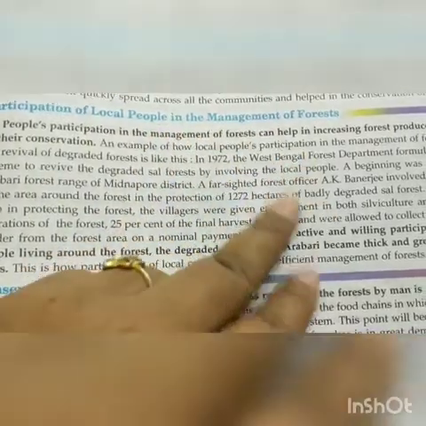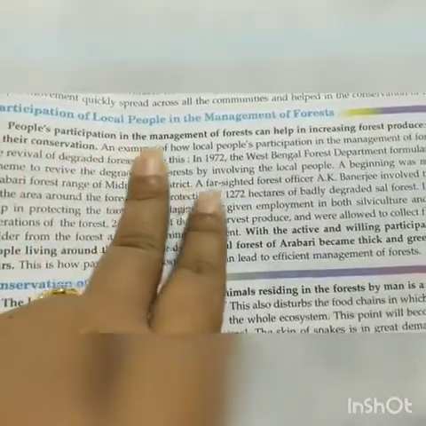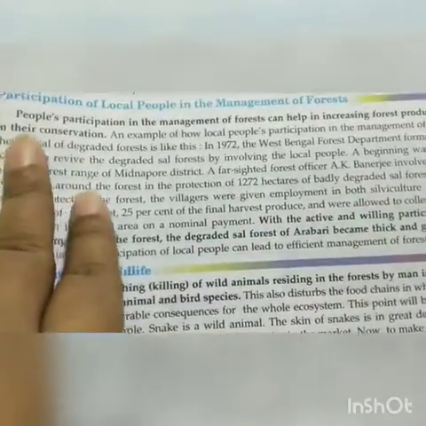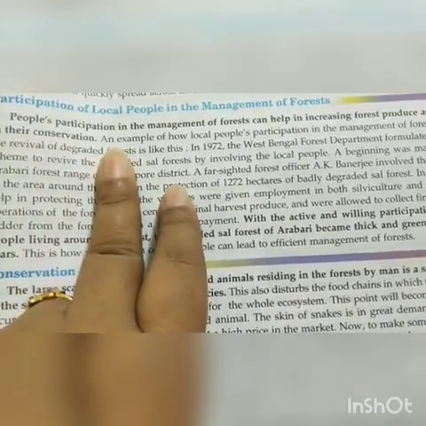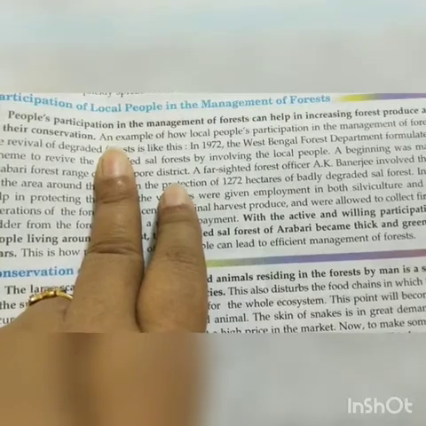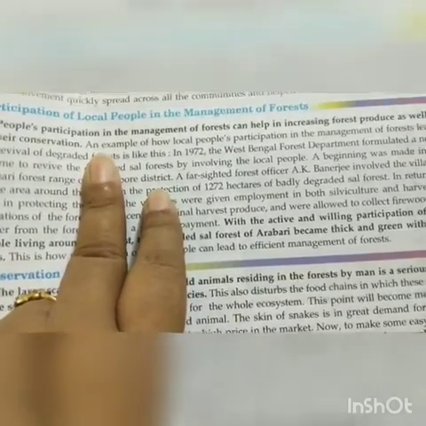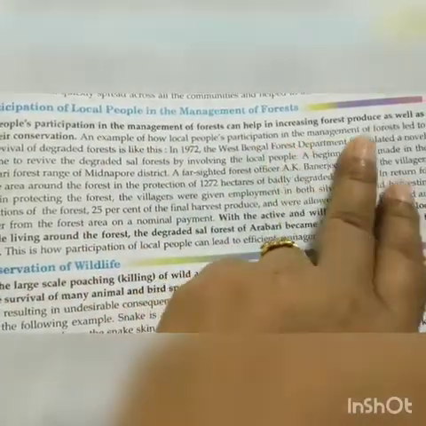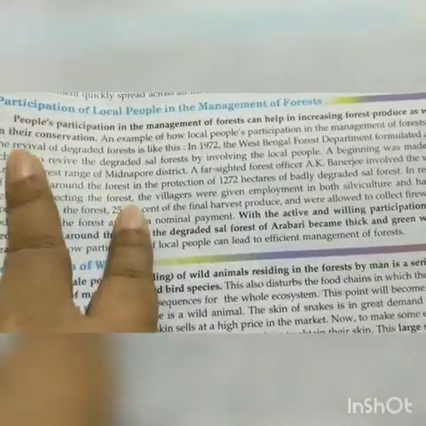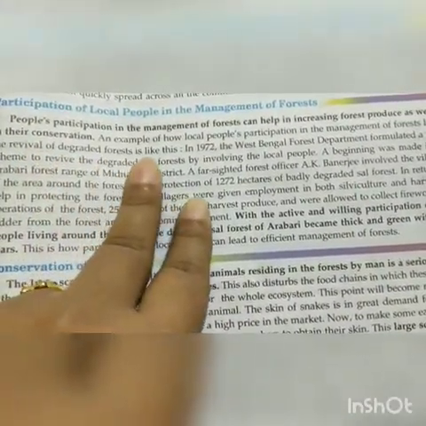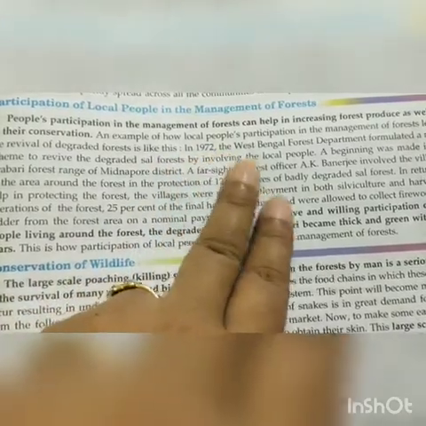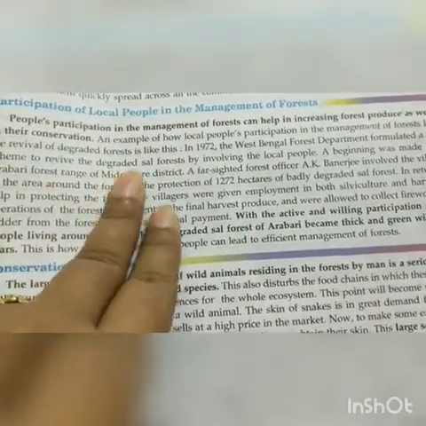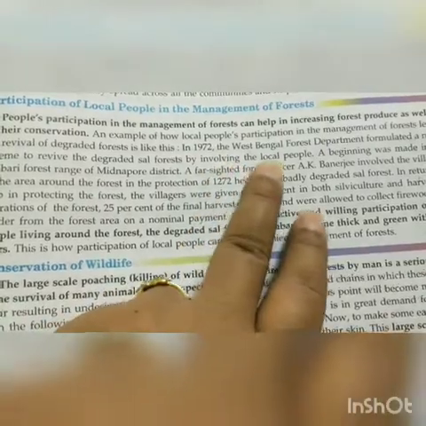Participation of local people in the management of forest. People's participation in the management of forest can help in increasing forest produce as well as in their conservation. So participation of local people helps so much to increase the forest protection work. An example of how local people's participation in the management of forests led to the revival of degraded forest is like this. In 1972, the West Bengal Forest Department formulated a novel scheme to revive the degraded Sal forest by involving the local people.